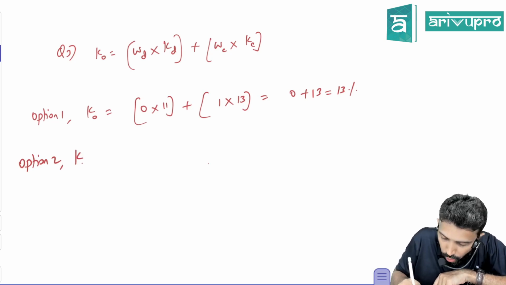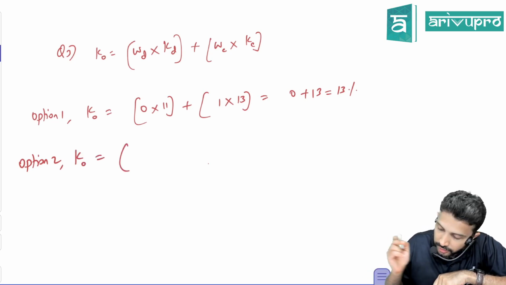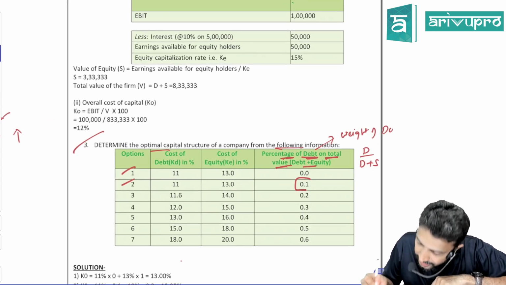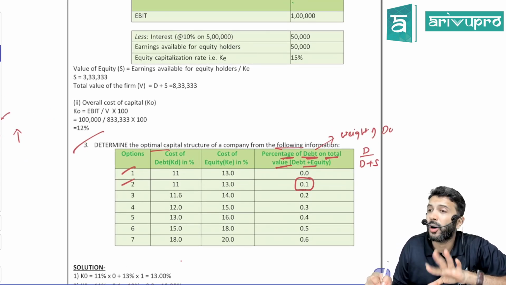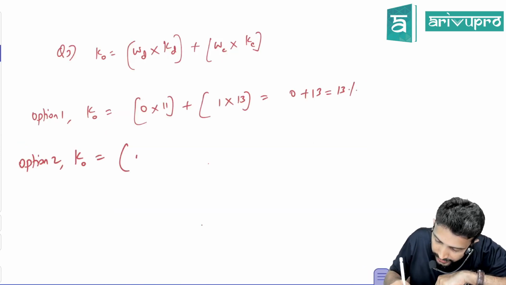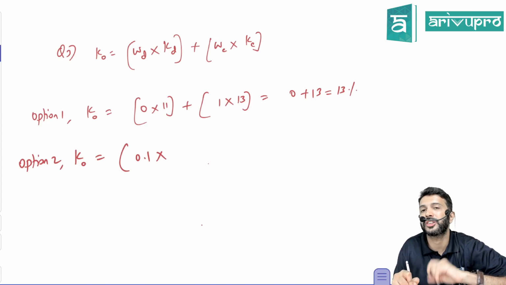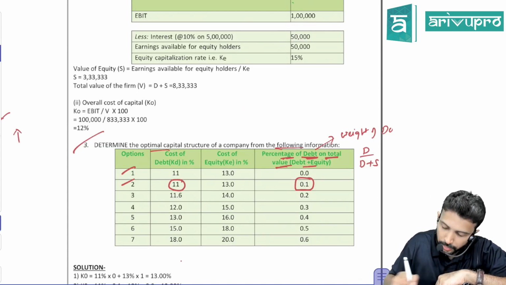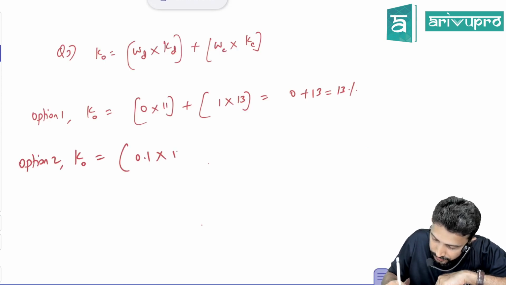Okay. Option 2, overall cost of capital. Sir, in the second option, all these are independent. In the second option, what is the weightage of debt? 0.1, as in 10%. So the weight of debt in the second option is 0.1. What is the cost of debt in the second option? 11.